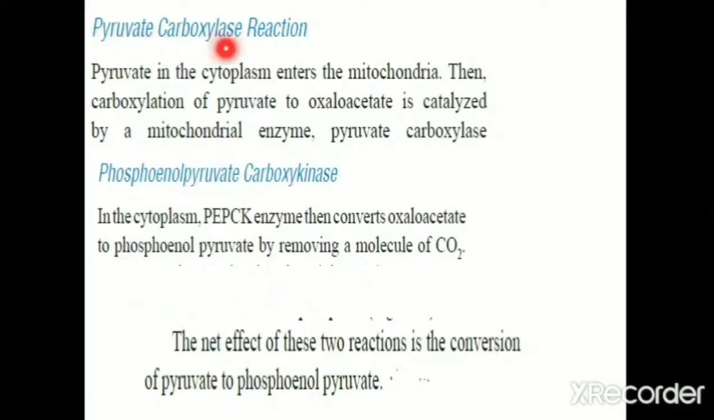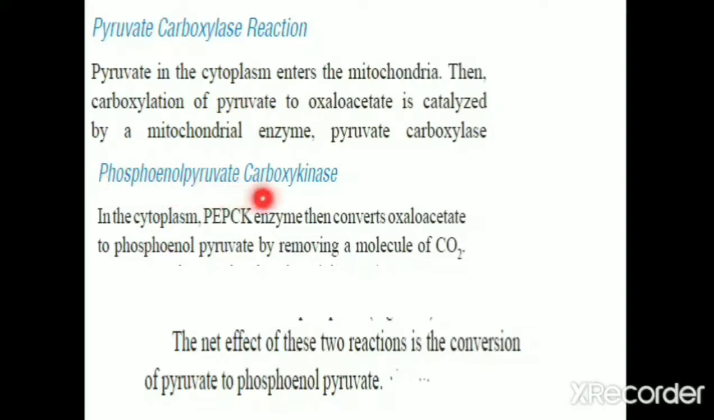Write the subheading: reaction mediated by pyruvate carboxylase. It is a carboxylation reaction in which pyruvate is converted into oxaloacetate. The important thing is that this enzyme is present in mitochondria. It is the only mitochondrial enzyme in gluconeogenesis, so the first step takes place in mitochondria and the remaining reactions take place in cytoplasm. Pyruvate carboxylase mediates the formation of oxaloacetate from pyruvate.